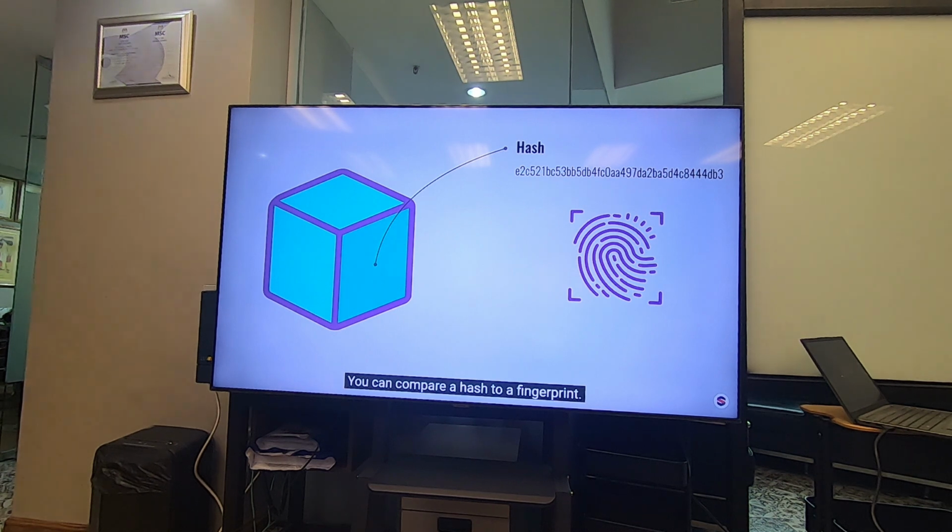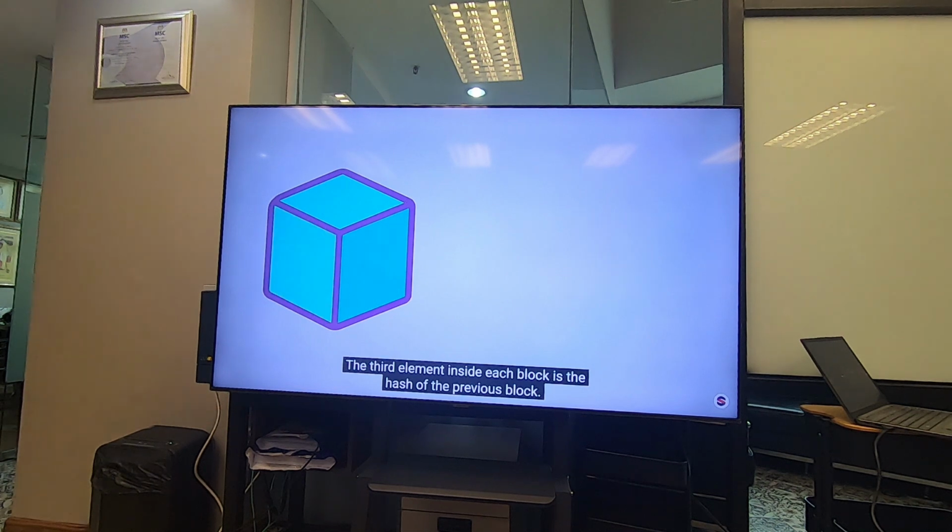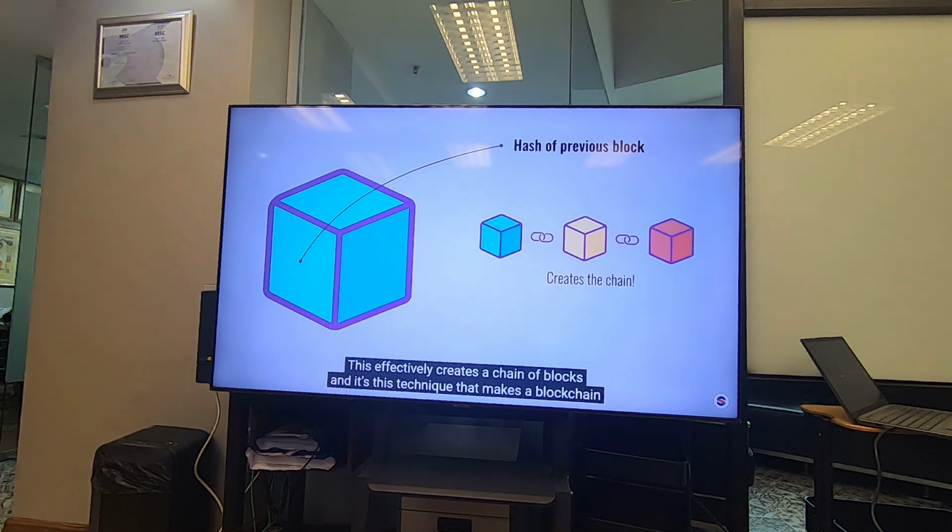You can compare a hash to a fingerprint. It identifies a block and all of its contents, and it's always unique, just as a fingerprint. Once a block is created, its hash is being calculated. Changing something inside the block will cause the hash to change. So in other words, hashes are very useful when you want to detect changes to blocks. If the fingerprint of a block changes, it no longer is the same block. The third element inside each block is the hash of the previous block. And this effectively creates a chain of blocks, and it's this technique that makes a blockchain so secure.